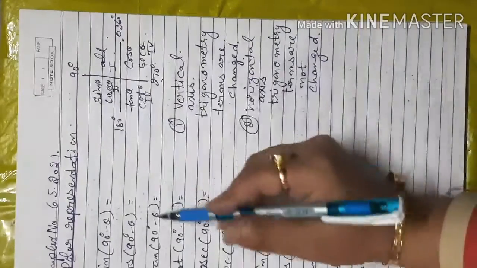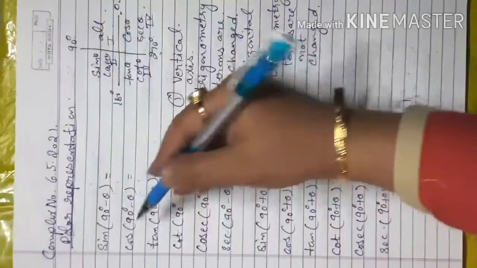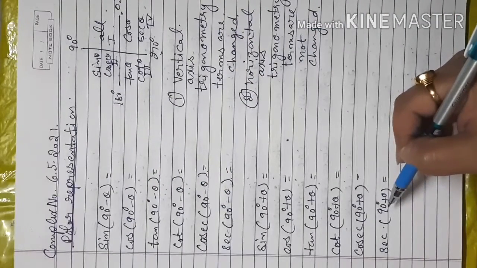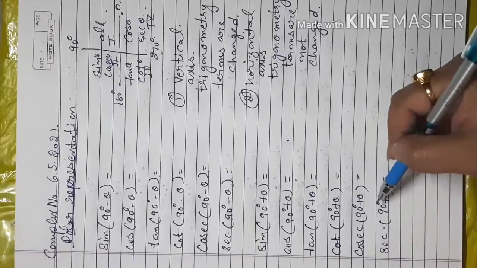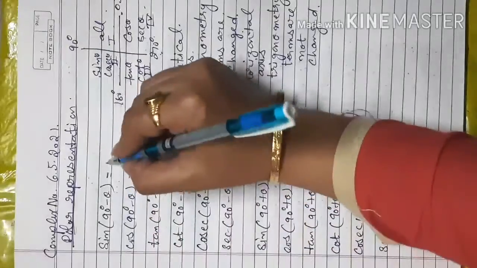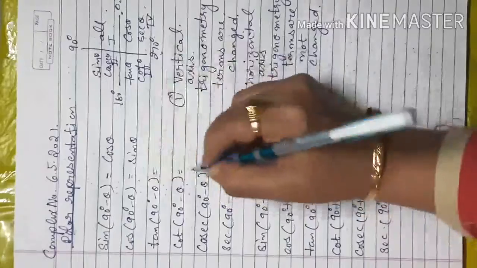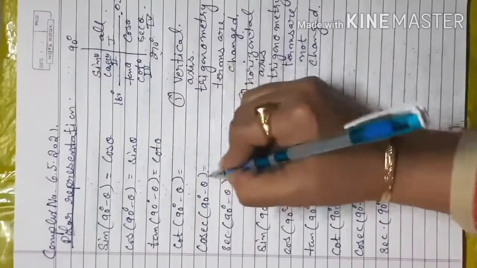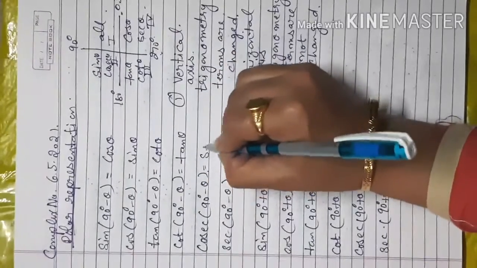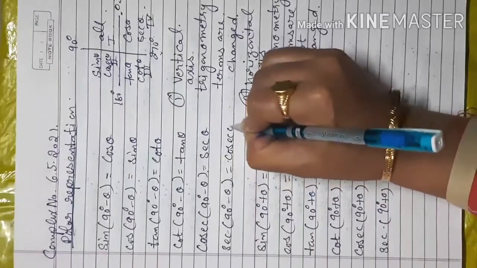So according to that, if I have the first quadrant, like sine of 90 degree minus theta, whenever we have 90 minus theta or 90 plus theta, we apply the quadrant rules for the sign and the trigonometric terms will be changed. Here sine of 90 minus theta changes to cos theta, cos changes to sine theta, tan changes to cot theta, cot changes to tan theta, cosecant changes to secant theta and secant changes to cosecant theta.